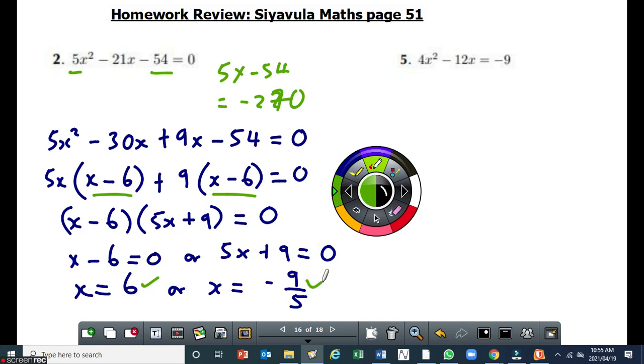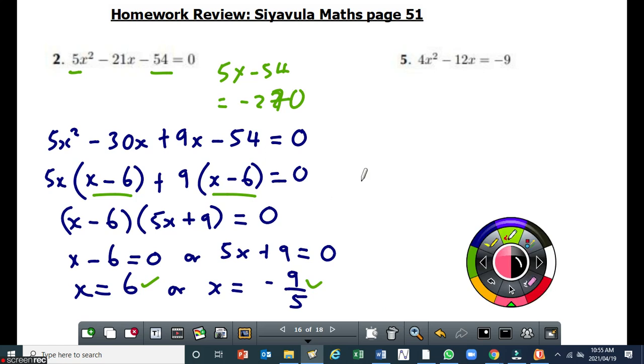Okay, the key idea is factorization, as I told you on Friday. If you have challenges with factorizing a trinomial, you are going to have challenges with solving quadratic equations. Okay, so that's question 2.